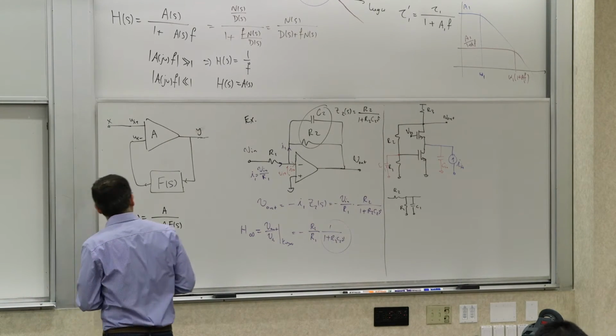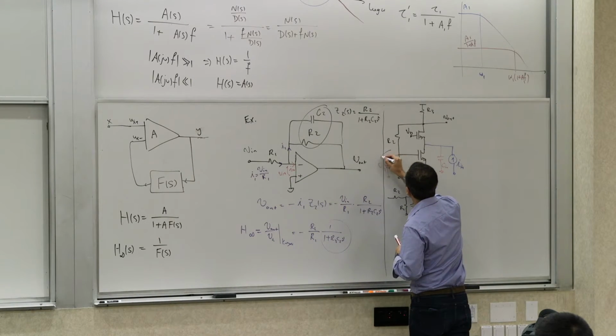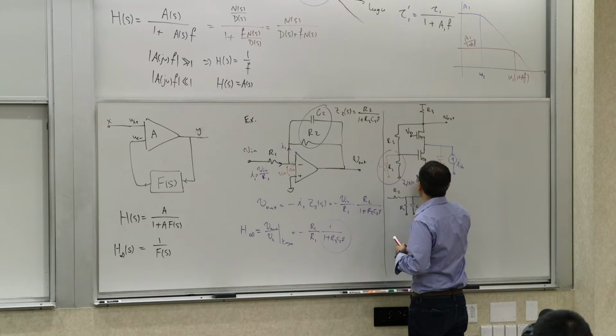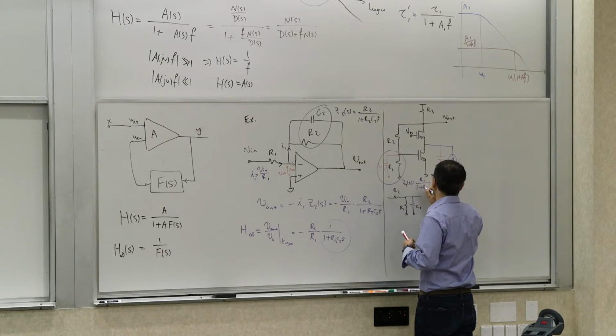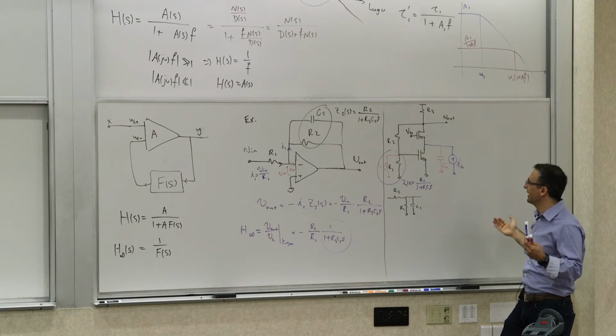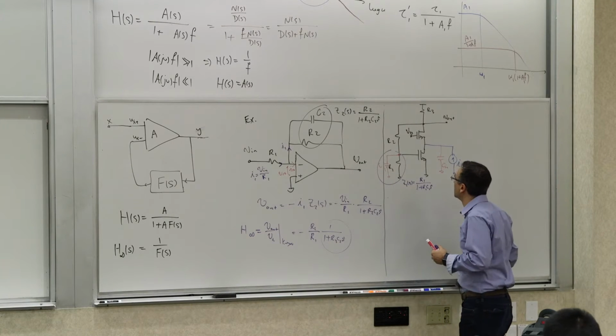So this combination, by the way, we can call it Z1. Again, very similar to that. So Z1 of S is R1 divided by 1 plus R1 C1 S. So that's Z1 of S, because that's what the voltage divider ratio will be defined by.